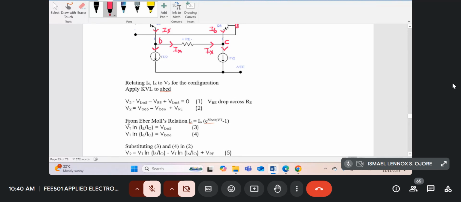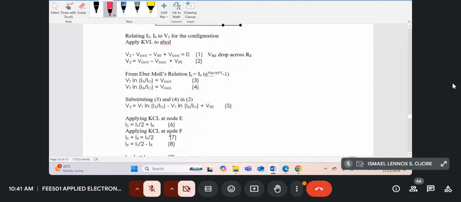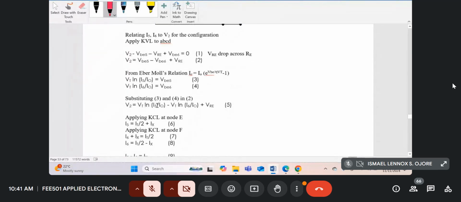And then from the Ebers-Moll relations, IC is I0 e to the VB over VT, minus 1. We can get VB5 and VB6 using the approximations we studied earlier. So VB5 will just be VT natural log I5 divided by I0. These are matched transistors. And similarly, VB6 is VT natural log of I6 divided by I0. So if I substitute results 3 and 4 in 2, I get V2 can be written as VT natural log I5 divided by I0 minus VT natural log I6 by I0 plus VRE. We can leave it there for the time being. We'll come back to it and simplify it further.